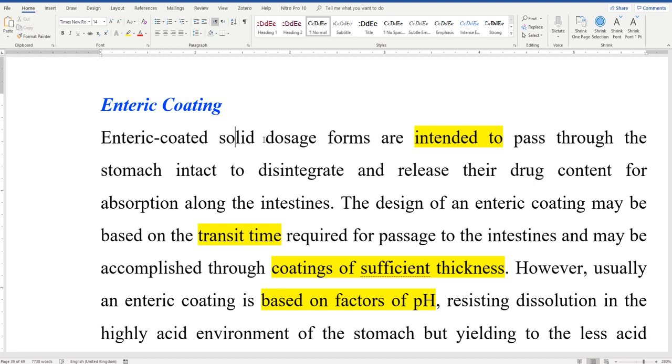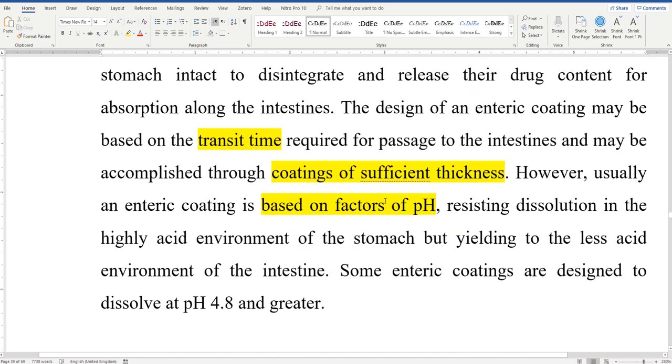So we apply enough thickness of a coating so that when the tablet gets to the intestine, by that time the coating will have dissolved. Example of that is shellac. Shellac, which comes from the bug, is an example. But most commonly what they use is a polymer that depends on pH factor, like cellulose acetate phthalate, polyvinyl acetate phthalate. They depend on pH.